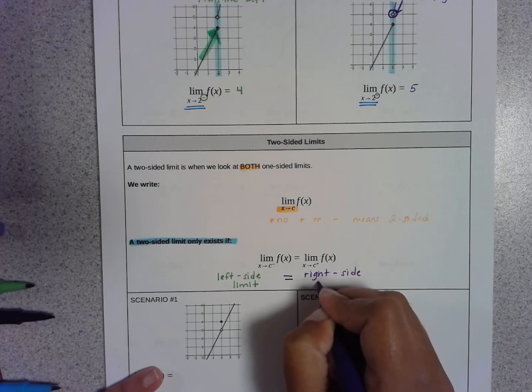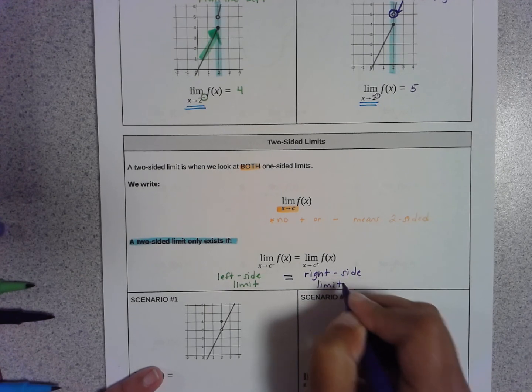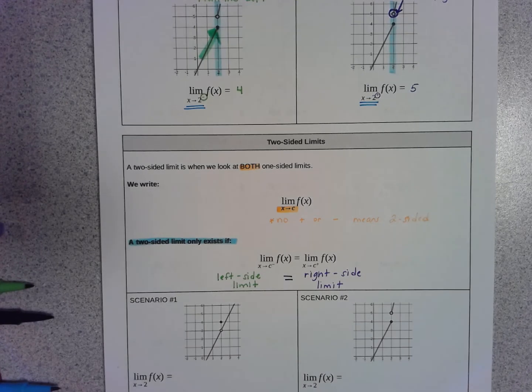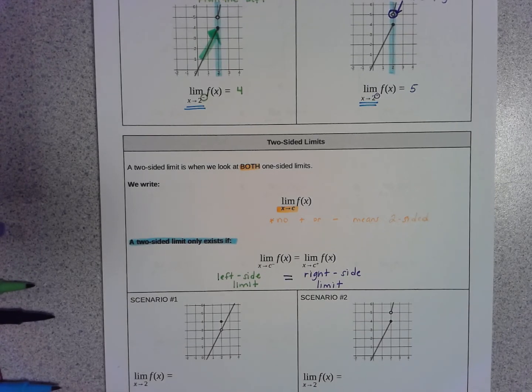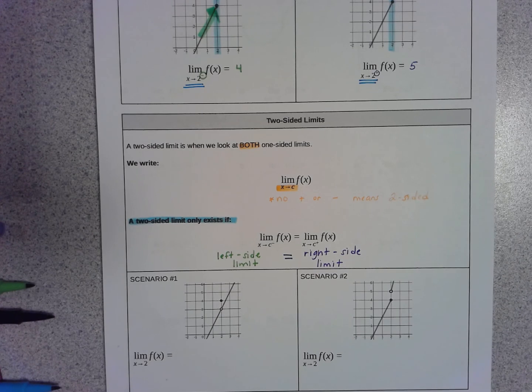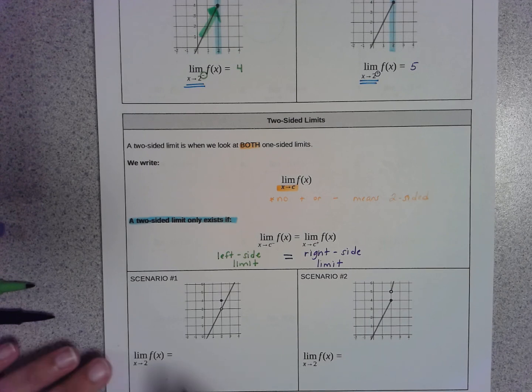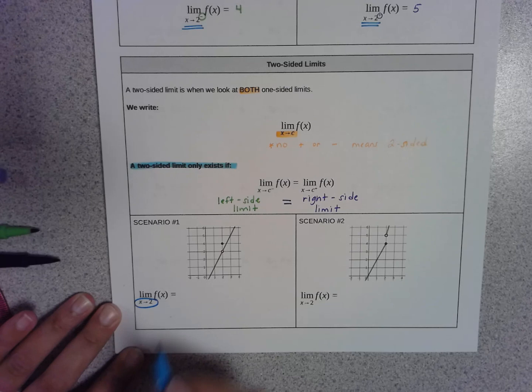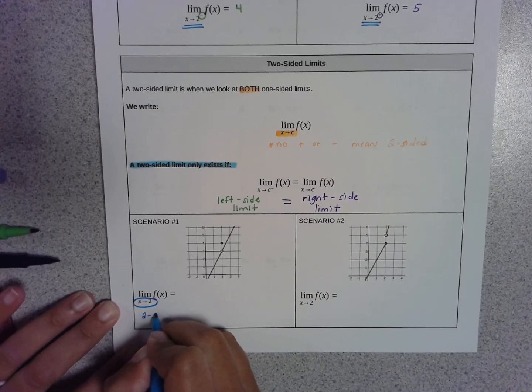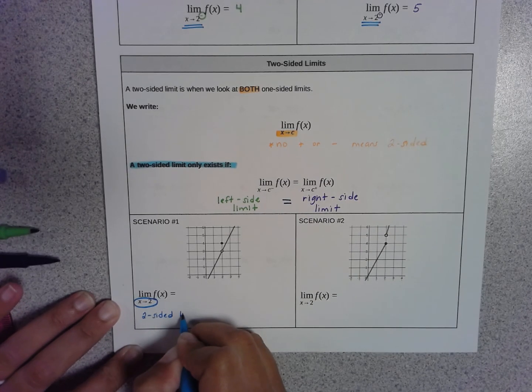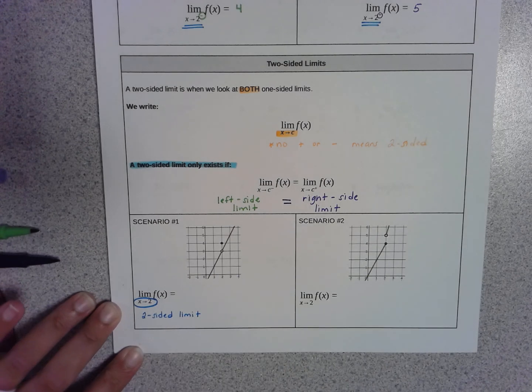So we will never say that a limit does not exist just because there's an open circle or a closed circle. The only time a limit does not exist is if you check two sides and they don't agree. Now, here are two possible scenarios. If I give you a graph like this and I say, please find the limit as x approaches 2, the limit as x approaches 2 is a two-sided limit, because there's no little plus and there's no little minus.